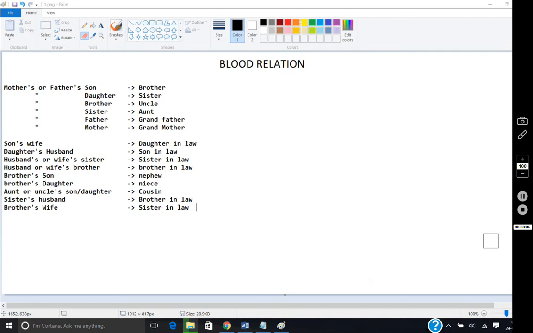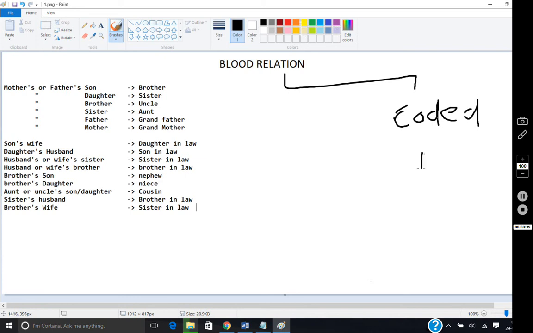Today I will tell you how to solve problems related to blood relation. Blood relation is also an important topic. There are actually two types of questions. One is based on coded relationship, and another is based on family tree.